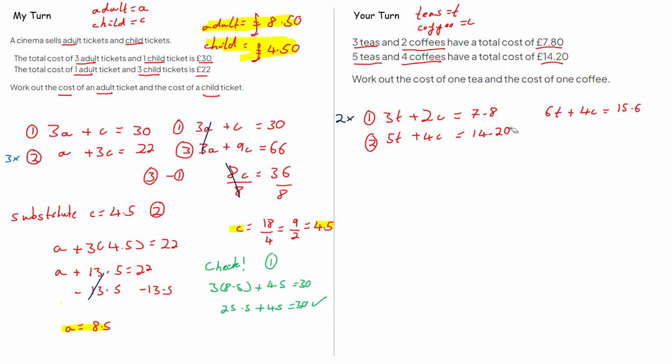I don't need that 0 to be there for the time being. Let's check that 14, that's good. Okay, I've manipulated equation 1, I times it by 2, it is a different equation. So let's call it equation 3. Equation 2, let's keep it exactly how it is. So 5t plus 4c, which is good because the c parts match up, and that is equal to 14.2.